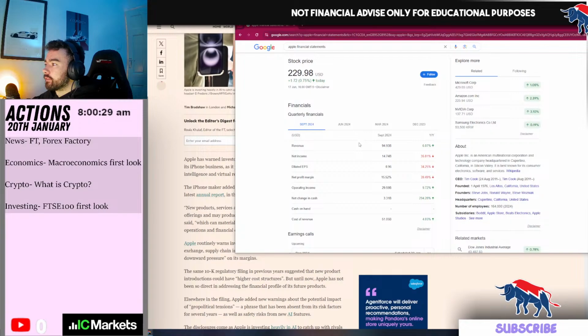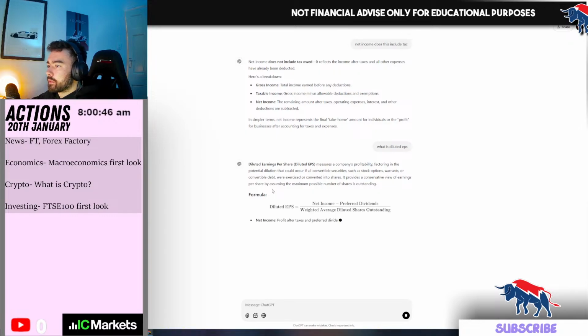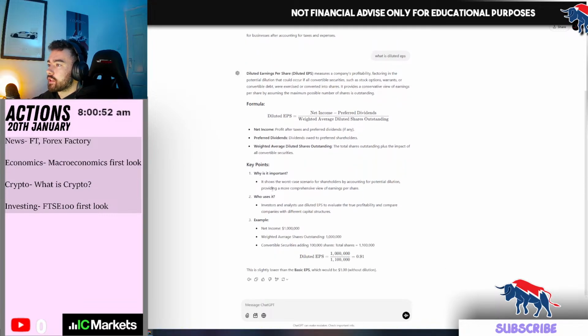And diluted EPS. Bye, darling. Love you. EPS measures the company's earnings properly factoring in the potential dilution that could occur if all convertible securities such as stock options, warrants, or convertible debts were exercised or converted into shares. The total shares outstanding plus the impact of all convertible securities. It shows the worst case scenario for shareholders by accounting for potential dilution, providing a more comprehensive view of earnings per share. Net income over weighted average outstanding shares, 1 million.